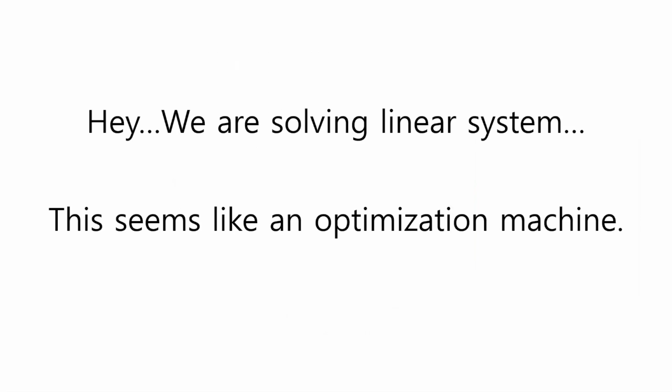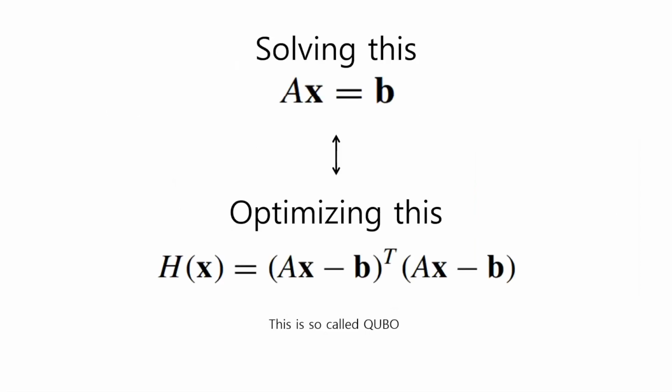But there can be a question now. We want to solve the linear system, but this quantum annealer seems like an optimization machine. How is it related? There is prior research showing that solving the linear system, which is Ax equals b, is equal to optimizing the equation on the screen, and this is called the QUBO algorithm.